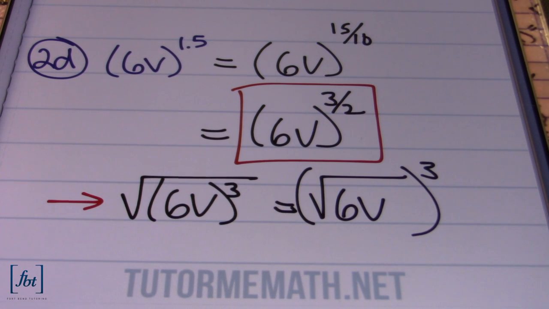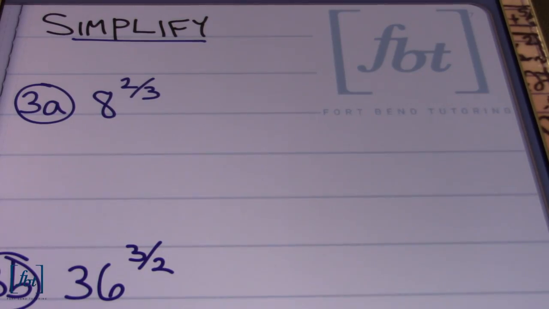Now, let's move on. Just when you thought we were already having fun, let's really explode in the fun area. With simplification, we're going to be simplifying 3A. And in 3A, we have 8 to the 2/3 power. Now, there are many ways to approach this problem, but I'm going to show you the way I like to do it. I'm going to give you the best of me right now.